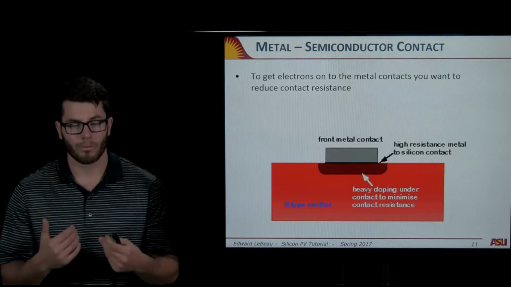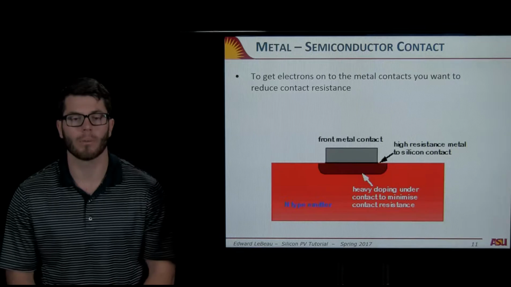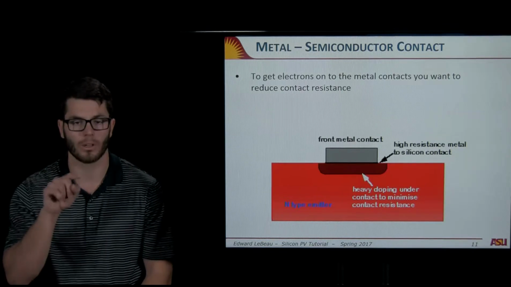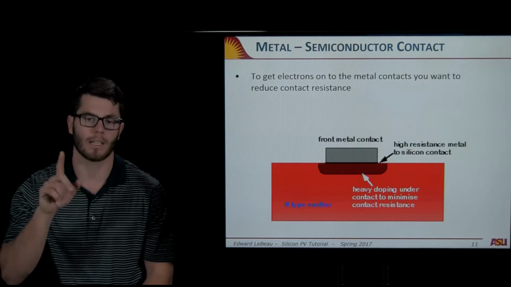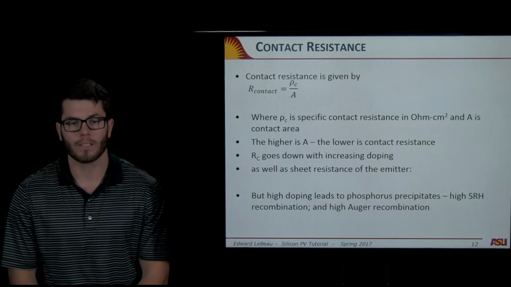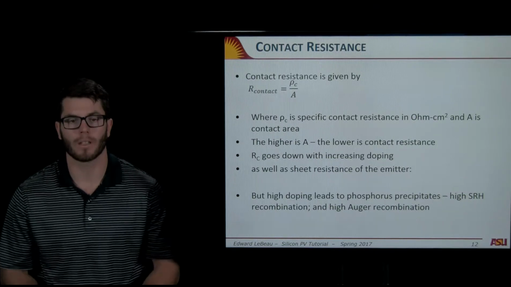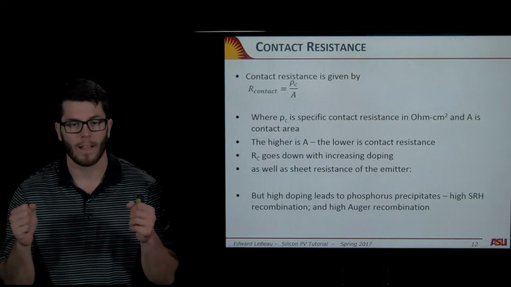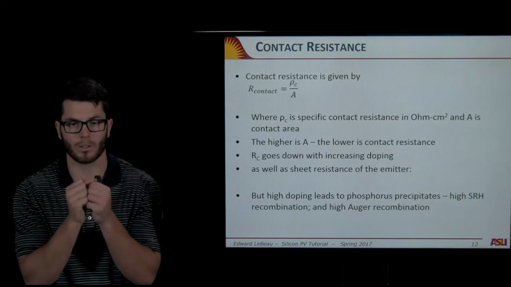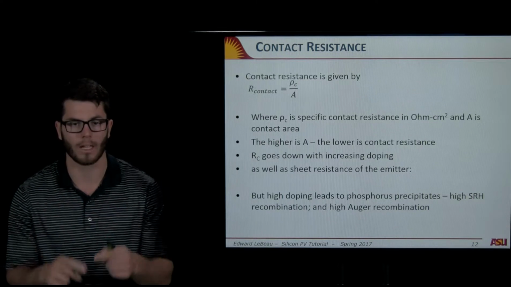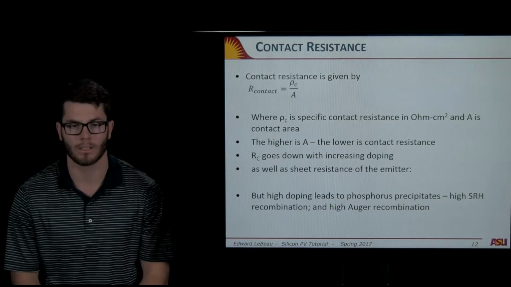So another resistance, remember, another series resistance that we mentioned earlier was the contact resistance. So that's basically the resistance between your N-type emitter and your contact. So you want that to be very low. And your contact resistance is given by your specific contact resistance, which is an innate factor of the two materials you're putting together, and then A, your area. So if you have a big area of contact, you have a lower contact resistance.